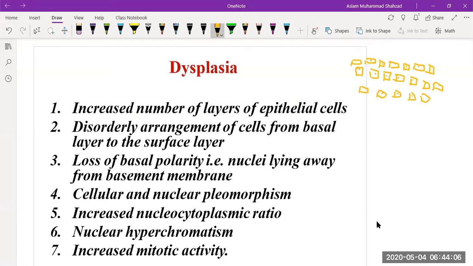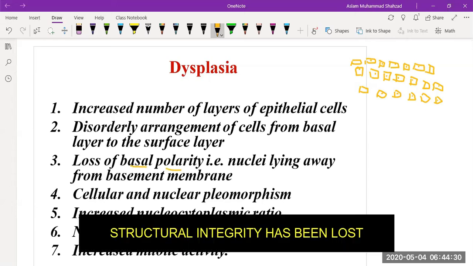Then the second thing is disorder in the arrangement of cells from the basal layer to the surface cell layer. It means that the cell arrangement is out of order and not uniform. Then the loss of basal polarity, and when we talk about basal polarity, it means that the structural integrity has been lost.